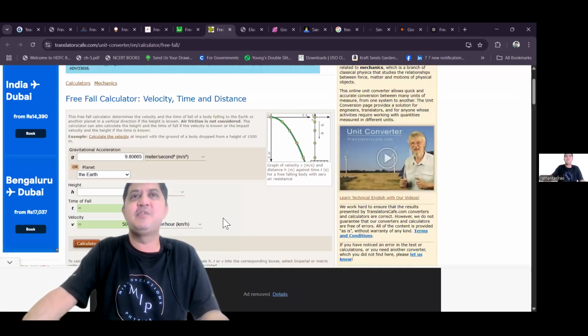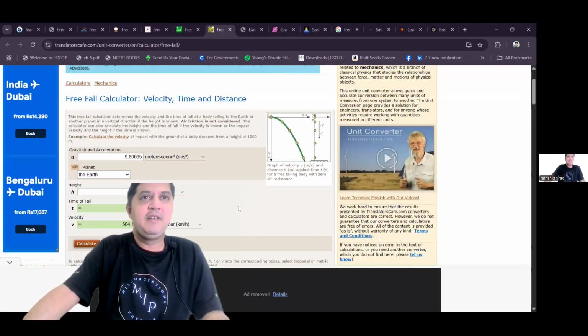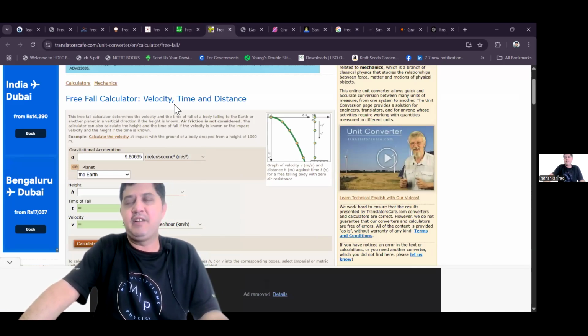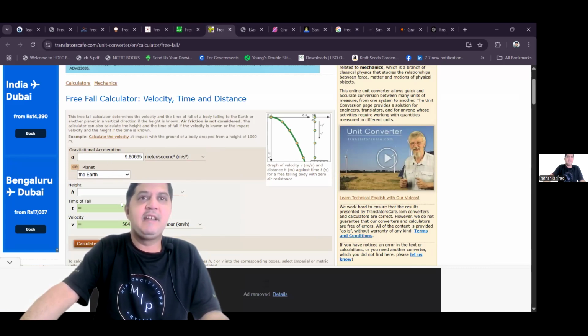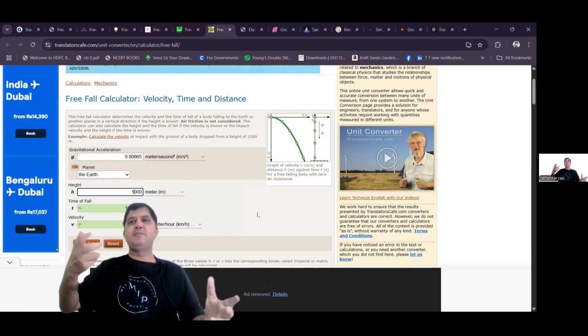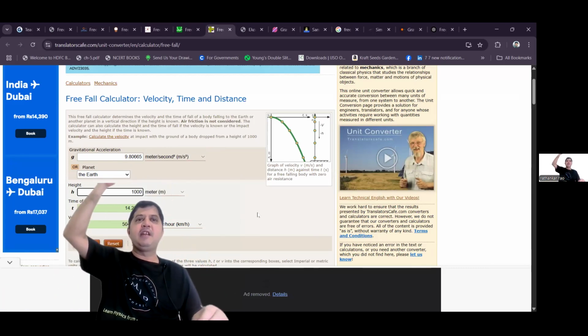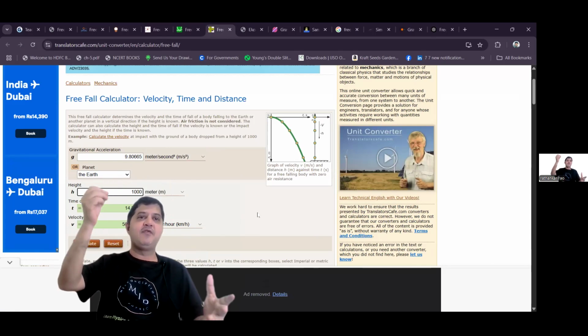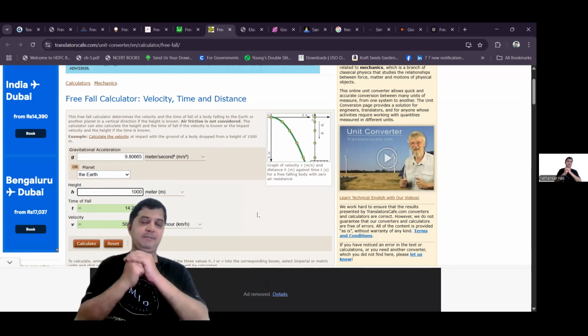See how many simulations there are based on this. Now this is really good. So what does it tell you? It tells you about free fall calculators. You have chosen different planets over here. For example, if I choose the planet Earth, the value of G is 9.8. And if I choose a height of 1000 meters, which means I take an object to a height of 1 kilometer and drop it from there, I ask how much time it will take to drop down to the Earth.